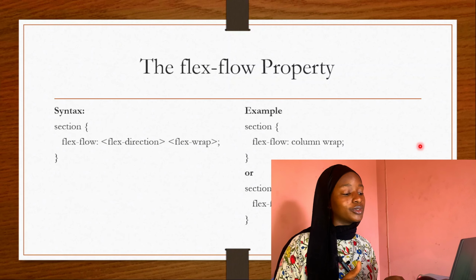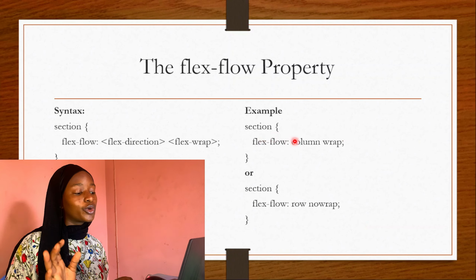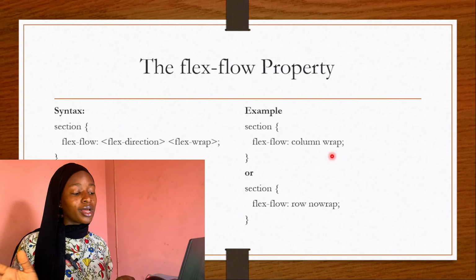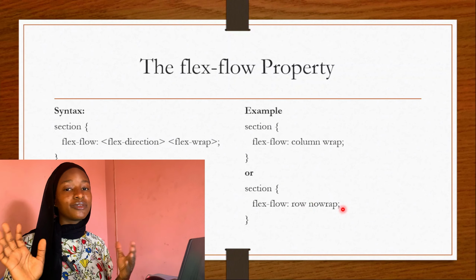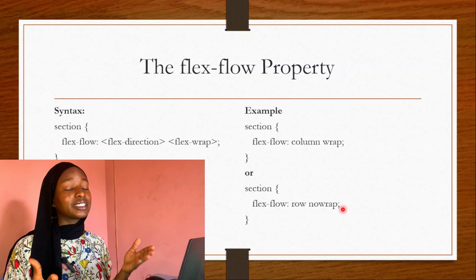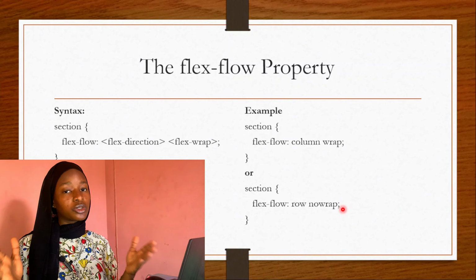These are some examples. We have flex flow column wrap, which means give it a column direction and make it wrap, or row and no wrap, give it a direction of row and give it a no wrap value. So that is flex flow. It's just like a shorthand.